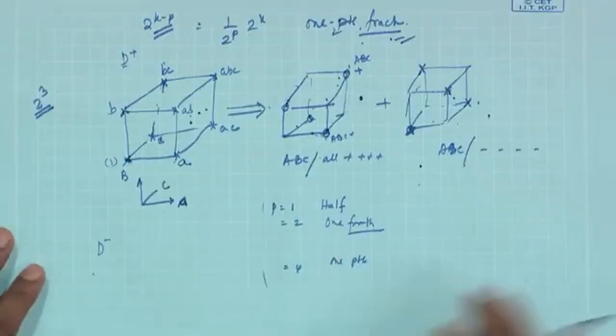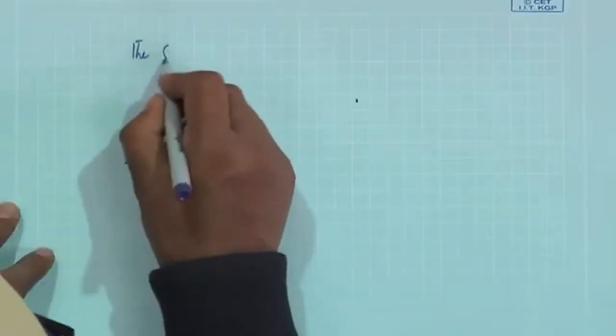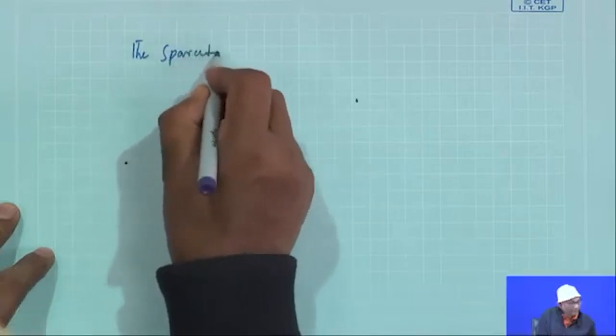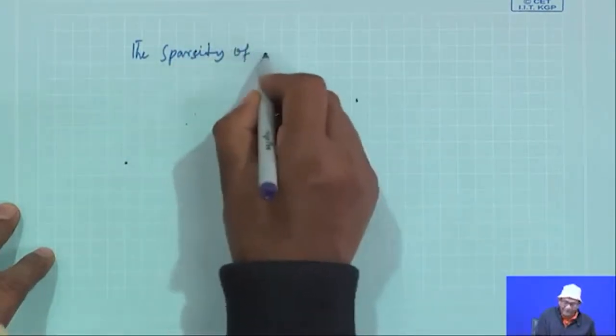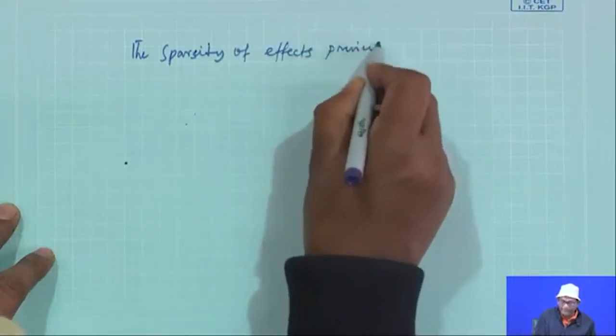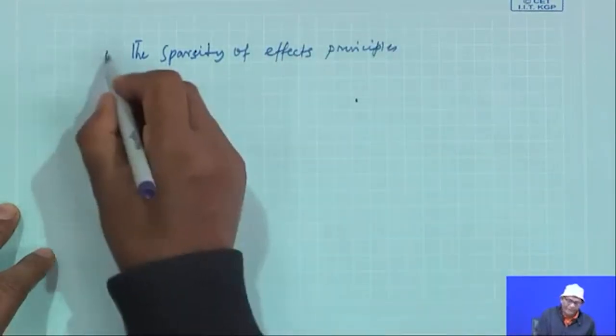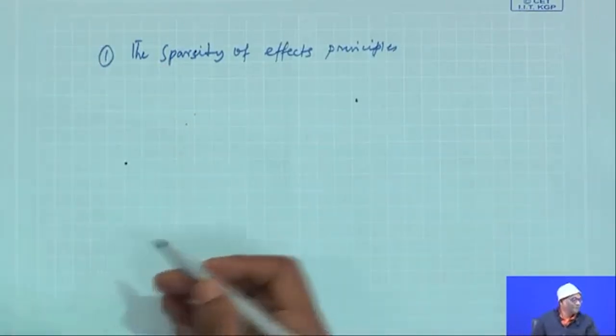Fortunately, we have some important properties that will help us in conducting fractional factorial design. What are those properties? The first property is the sparsity of effects principle. What is the sparsity of effect principle?